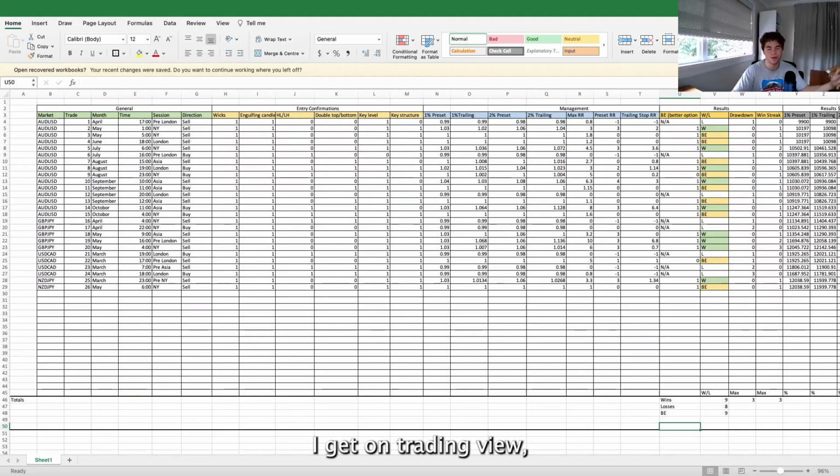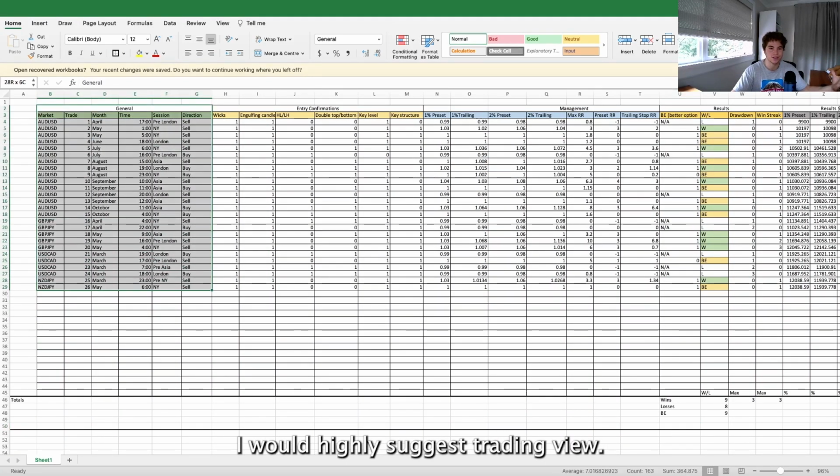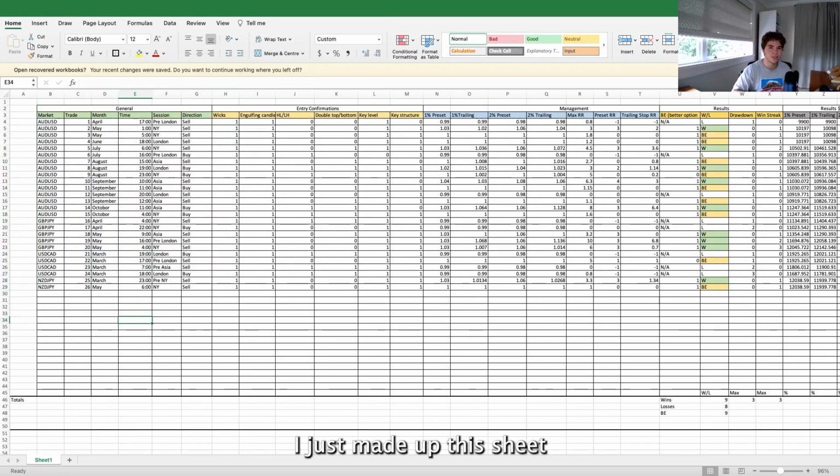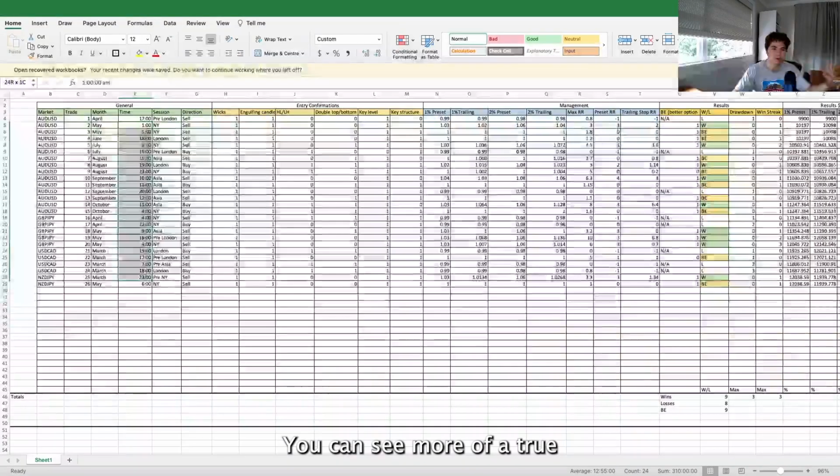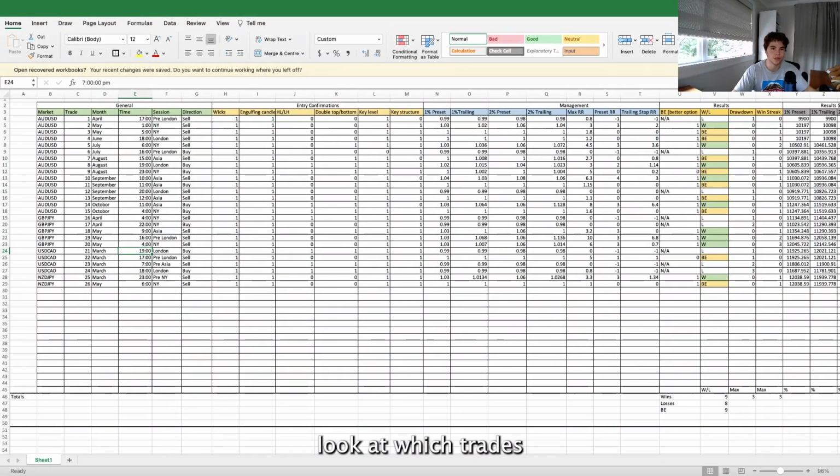I get on TradingView, and if you're thinking about what apps to use for backtesting, I would highly suggest TradingView. It's very easy to use. I just made up this sheet based on my strategy. You can obviously change it the way you want. You can see here we have the general tab to the left. We're looking at what market we're trading. We're looking at time. As you do this, you get to see whether you would actually have been able to enter that, or whether you would have been asleep, working or at university. You can see more of a true look at which trades you would have taken.